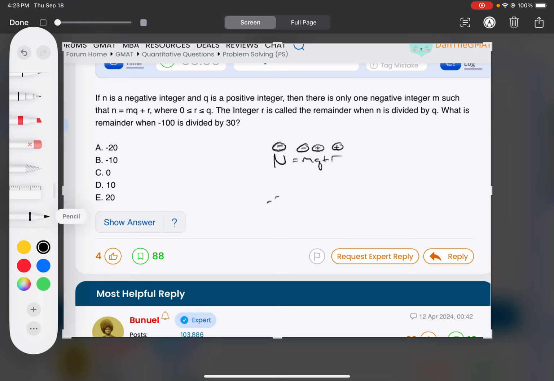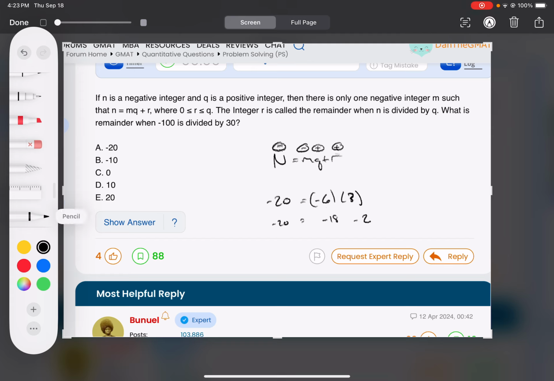Let's ballpark a number, negative 20 is N. Q is to be positive. Let's say M is negative 6. So to get close to negative 20, let's say Q is 3, whatever. Let's start with 3 and see what happens. So this is negative 18, negative 20. That means R would have to be minus 2 to make this side equal negative 20.